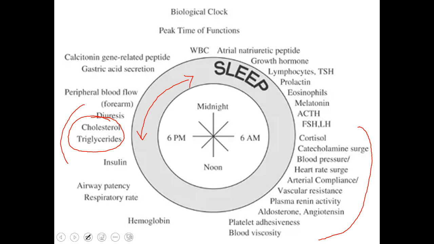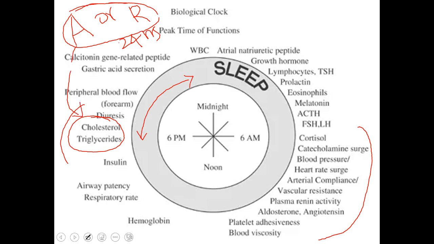So, if you are giving atorvastatin or rosuvastatin, whose half-life is pretty long, close to 24 hours, it does not matter whether the patient takes it in the morning, afternoon, evening, or bedtime. Still, therapeutic concentrations of these drugs will be there in the circulation. So, at midnight they will be able to inhibit the cholesterol synthesis when it is maximum.